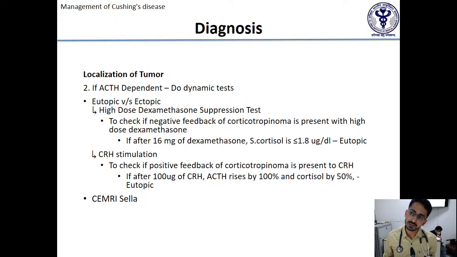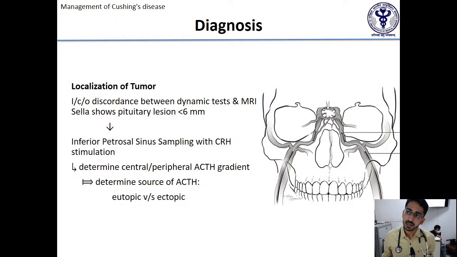And as a positive stimulation, we give CRH 100 micrograms, and we evaluate the ACTH and cortisol, and there are fixed criteria for how much rise should be present. Along with that, we also do a contrast MRI sellar to have a look at the pituitary. In case of discordance between these tests, and if MRI does not show a very characteristic pituitary adenoma lesion, then we have what is known as IPSS, or inferior petrosal sinus sampling, with or without CRH stimulation.